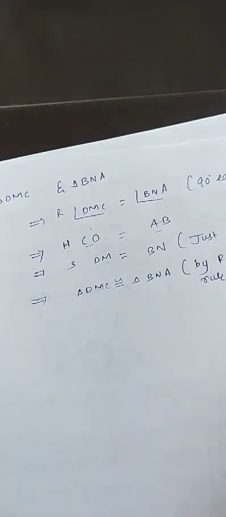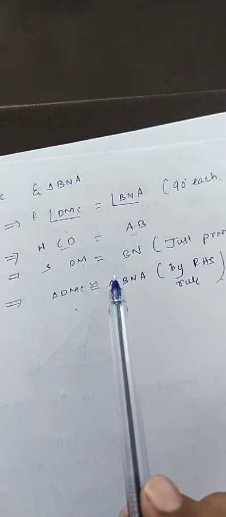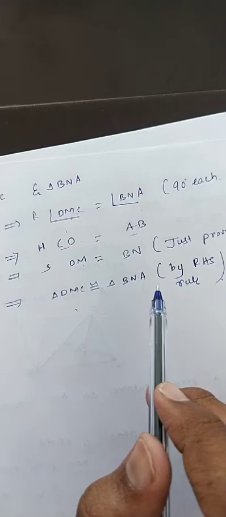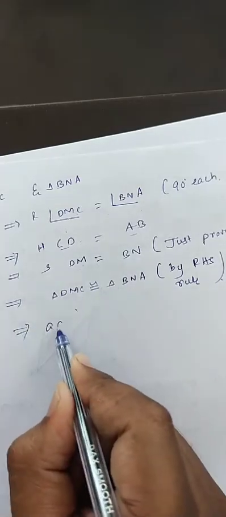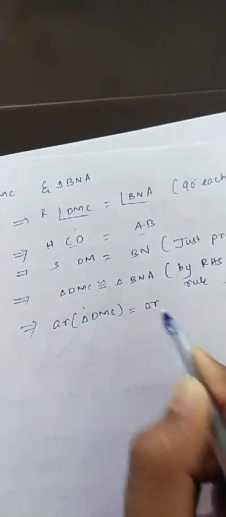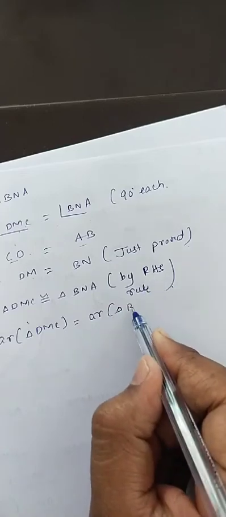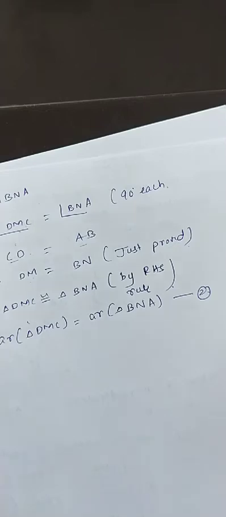So it is proved, and we can say by the RHS rule, right angle hypotenuse side, triangle DMC is congruent to triangle BNA. So the area of triangle DMC is equal to the area of triangle BNA. I can write that both the triangles are congruent, that is, area of triangle DMC is equal to area of triangle BNA. Call this equation 2.